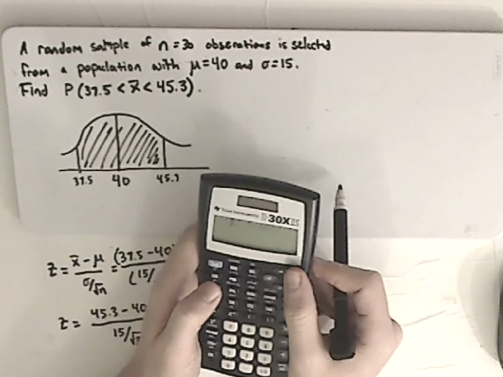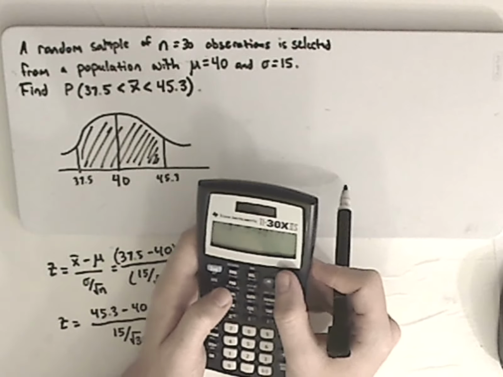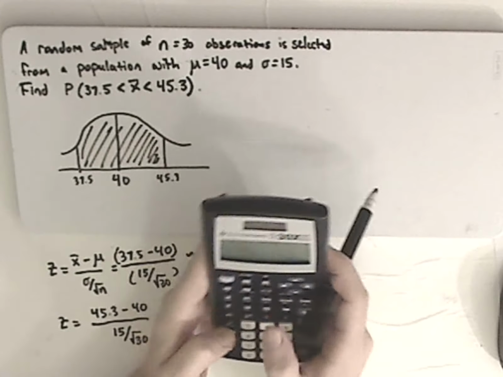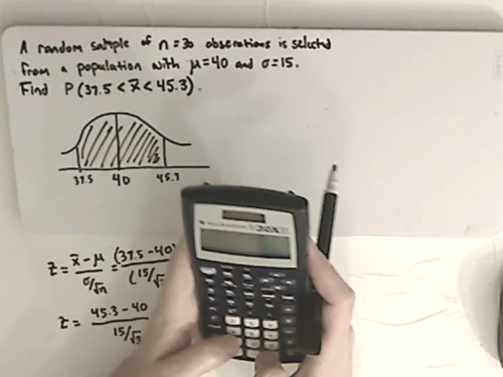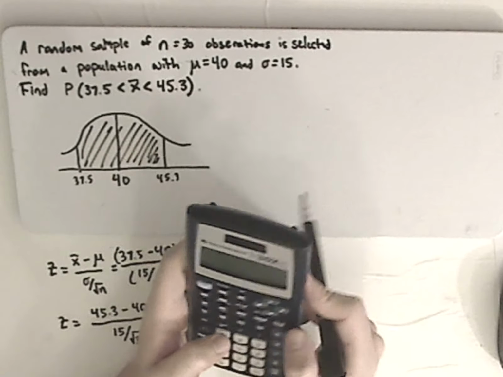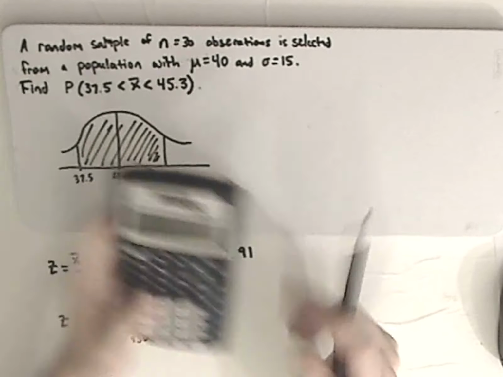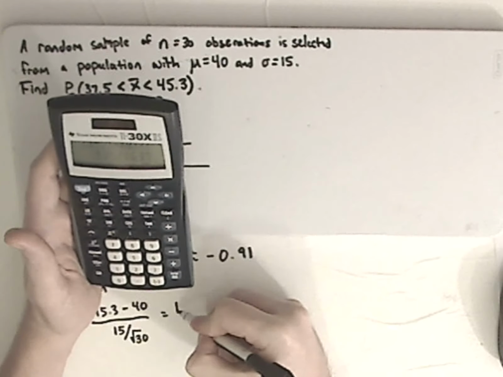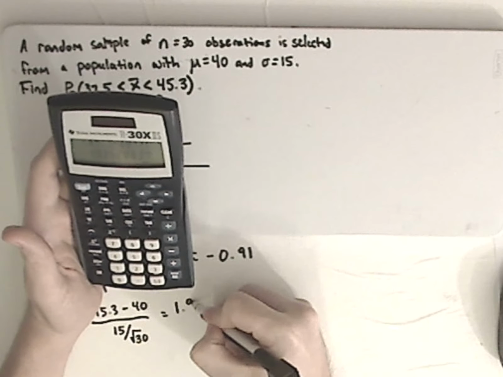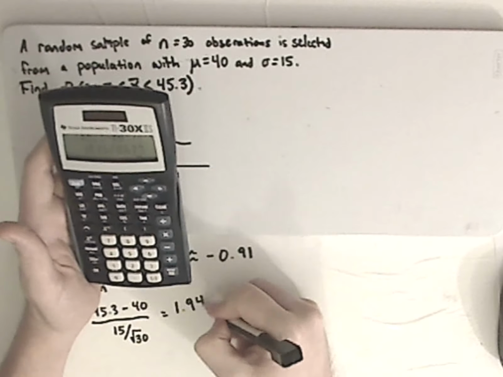What you can do in a calculator like this is just click up, and it's all right there, already typed out. Change it to 45.3. Enter. And that is 1.94.